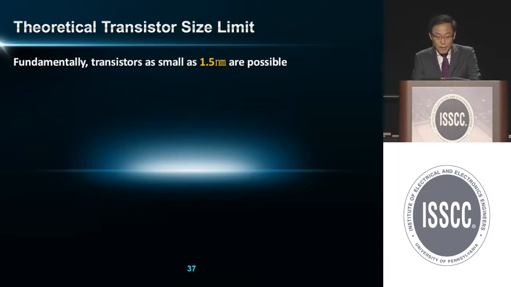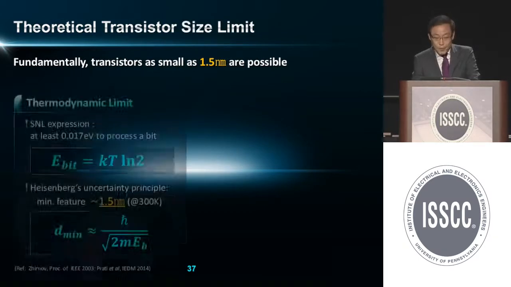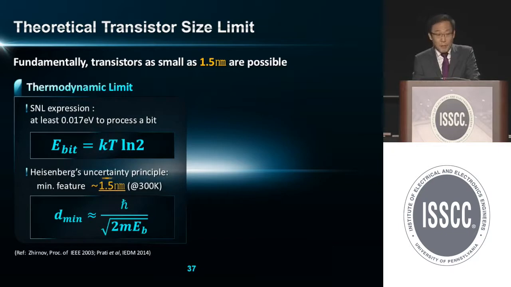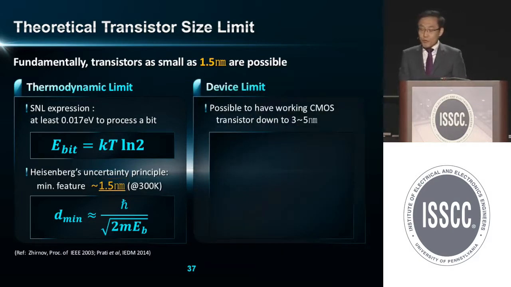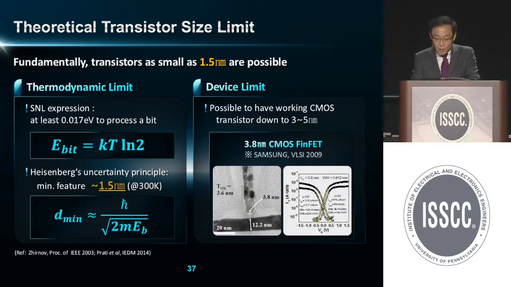According to fundamental physics, the limit for transistor scaling is 1.5 nanometer at room temperature. Device physicists tell us that we can have properly working CMOS transistors down to 3 to 5 nanometer. In fact, we at Samsung have demonstrated properly working 3.8 nanometer CMOS transistors, as you can see on the right-hand side panel. This work was presented at the 2009 VLSI Technology Symposium.